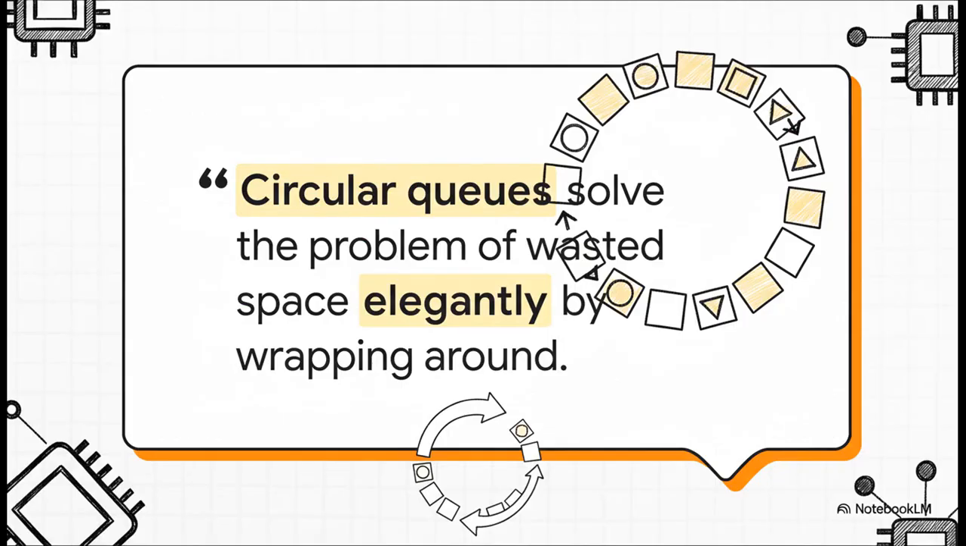Now, to handle the issue of running out of space in an array, programmers came up with a really clever trick, the circular queue. Instead of just stopping at the end of the array, the queue just wraps around to the beginning, reusing any empty spots left by items that have already been served. It's a seriously elegant solution that makes array-based queues super efficient.